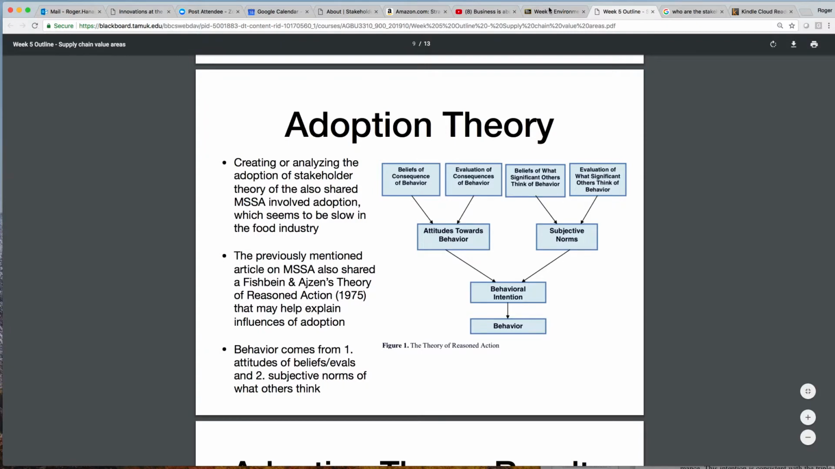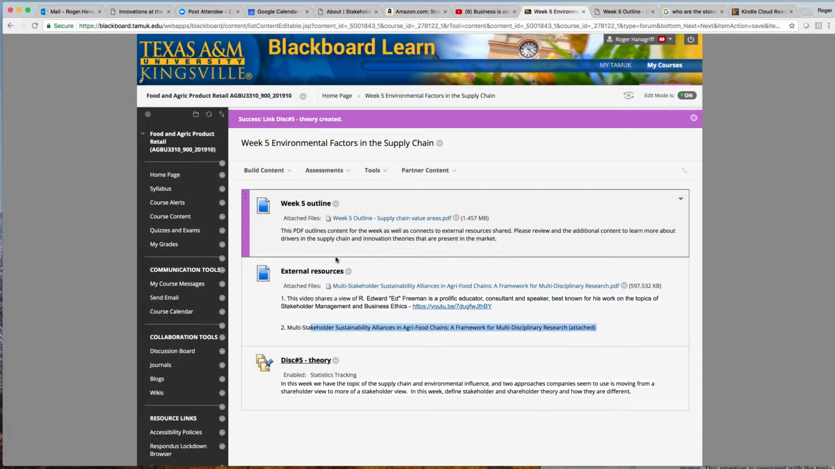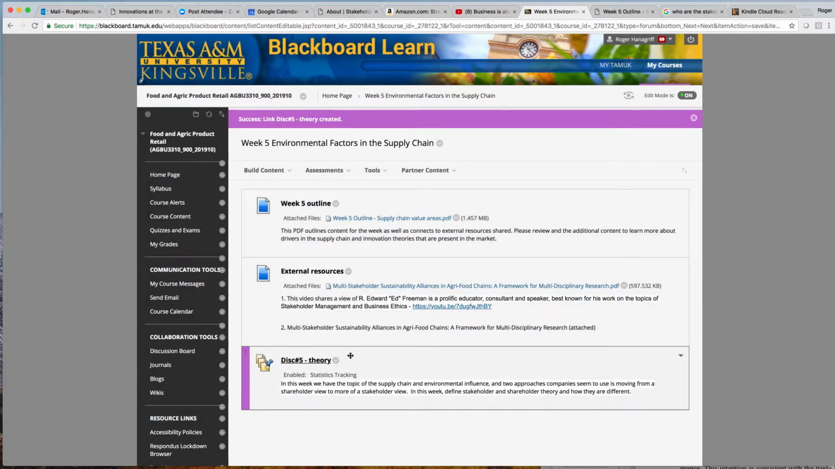All right, so let's get back to our week. There's the outline, and there are the resources that help you through that. Then I have a discussion question. It's pretty simple. It talks about the supply chain, environmental influence, and 2 approaches, stakeholder versus shareholder. Talk about how those are defined, and then talk about how they're different. Go ahead and provide that comment through your discussion to get full credit.